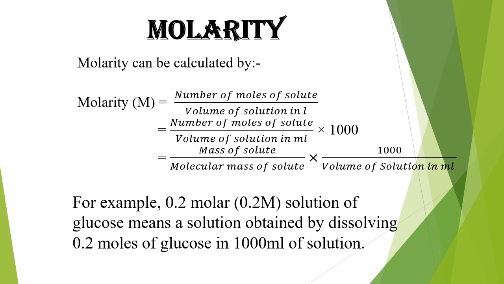If we are given the mass of solute, then first we have to calculate the number of moles and then divide it by the volume of solution. For example, a 0.2 molar or 0.2 M solution of glucose means a solution obtained by dissolving 0.2 moles of glucose in 1000 ml or 1 liter of solution.